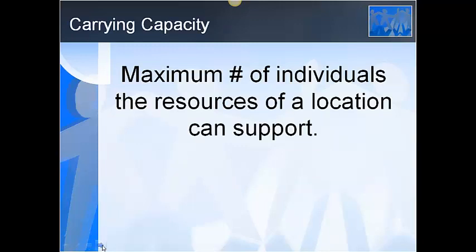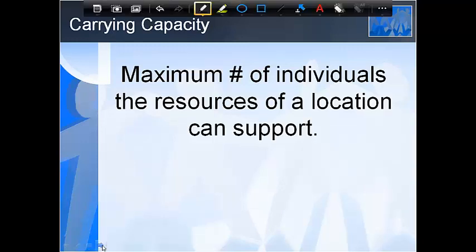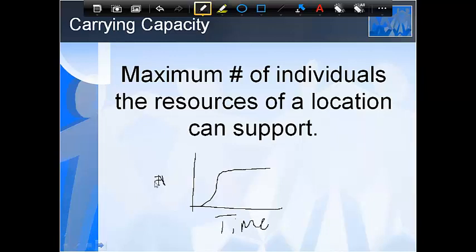Okay, so let's talk a little bit more about this carrying capacity. Definition you need to get in your notes. The carrying capacity is the maximum number of individuals the resources of a location can support. So if we're looking at a graph and we put some numbers to it, let's do our little S curve here. This was time down here, remember? And this is number of organisms. Let's say this value right here is 100. 100 is where it levels off. So 100 equals our carrying capacity. So the carrying capacity for this population is 100 organisms.